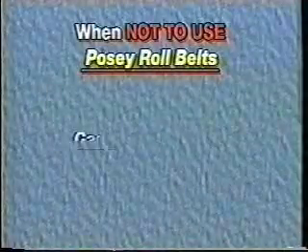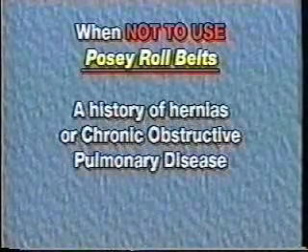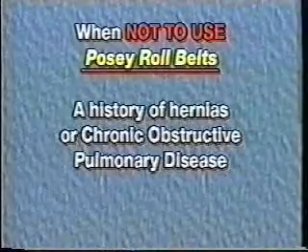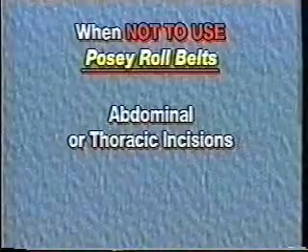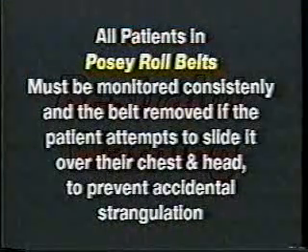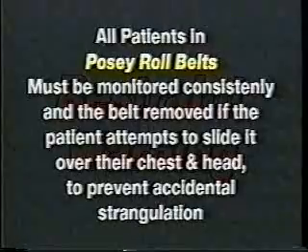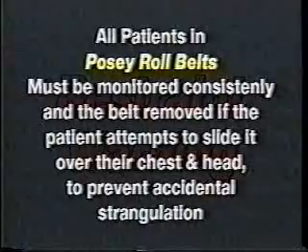Posey roll belts should not be used on patients who have ostomies or gastrostomy tubes, a history of hernias or chronic obstructive pulmonary disease, or abdominal or thoracic incisions. All patients in Posey roll belts must be monitored consistently and have the belt removed if the patient attempts to slide it over their head and chest to prevent accidental strangulation.